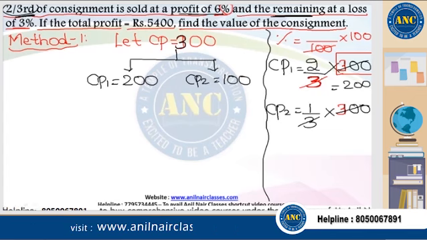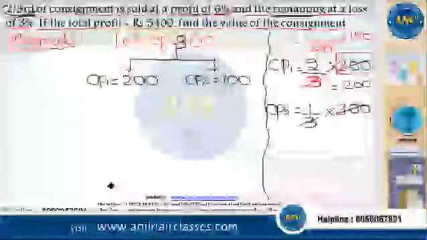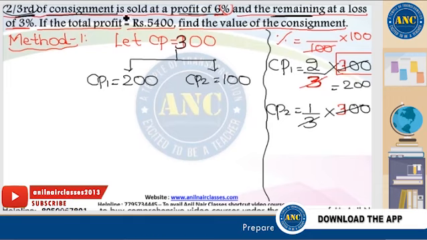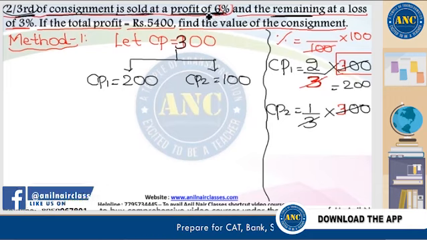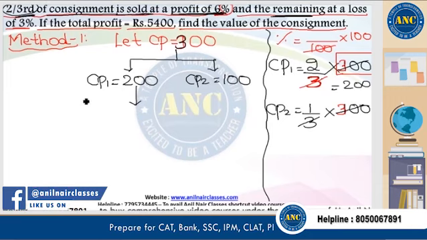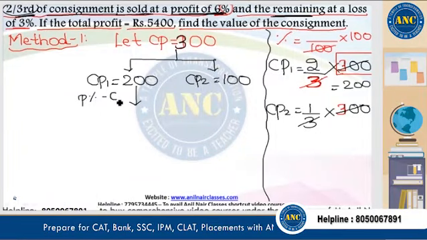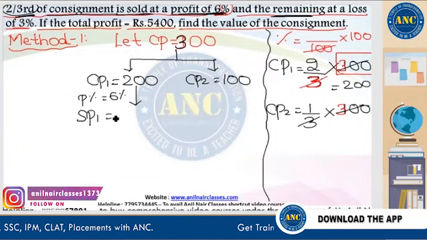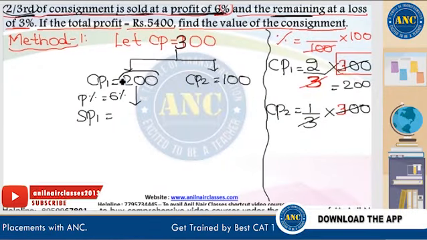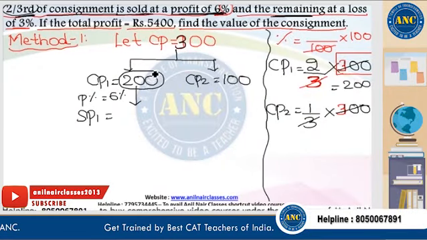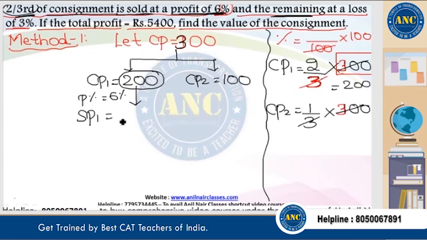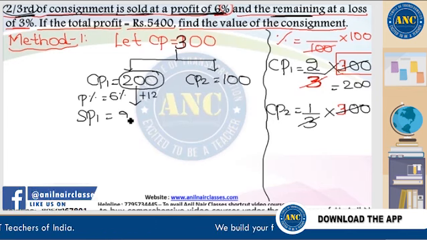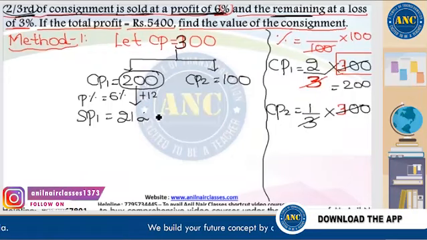First product is costing 200. Second product is costing 100. Question says the first product, 2/3 of the product is sold at 6% profit. That means here I am making a profit of 6%. What is 1% of 200? 1% is 2 rupees. 6% is 2 into 6. That means I am making 12 rupees profit. It becomes 200 plus 12, 212.